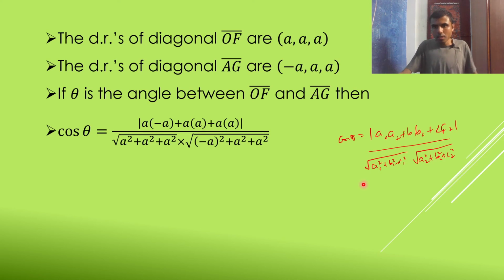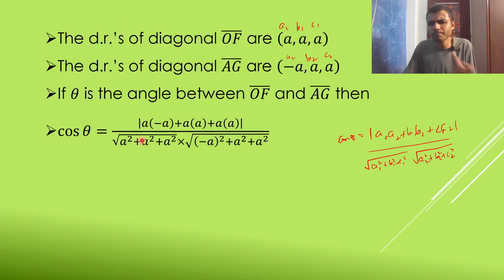Sorry for the bad handwriting. So these are my A1, B1, C1, A2, B2, C2. I'll just write it down so that things become easy. You come to me, so I'll try at least to some extent to make sure that you understand this better, not just the working, but also the reasons and how things work. So A1 A2: a into minus a, mod of a into minus a plus a into a plus a into a. That's what you see here.